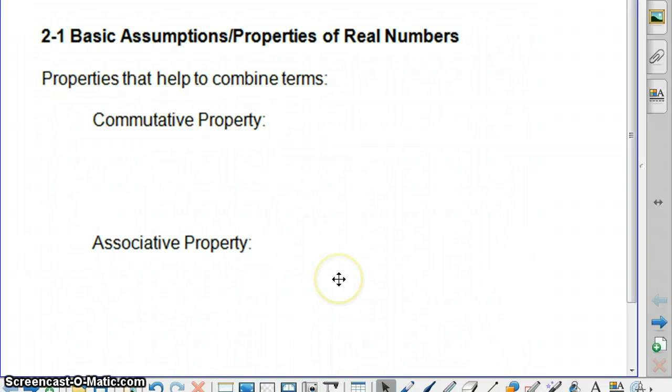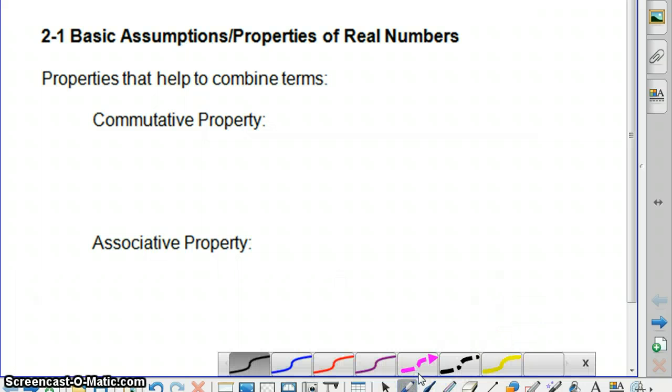Hello everyone. Today we're going to take a look at some basic properties related to real numbers. We have 5 that we're going to take a look at. The first one is the commutative property.